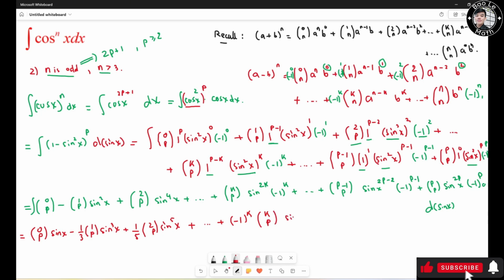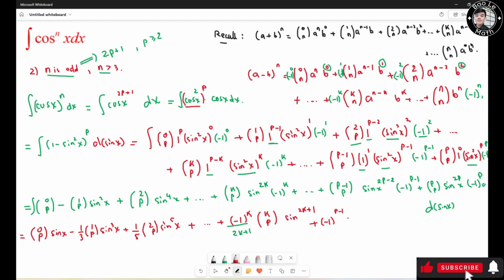Then sine of 2k plus 1, and then you need to divide by 2k plus 1. So you need to put this right here over 2k plus 1. Negative 1 to the p minus 1, we need to rewrite it right here.